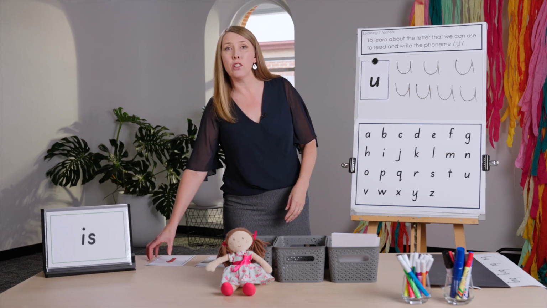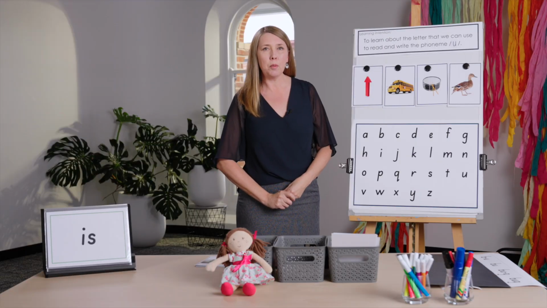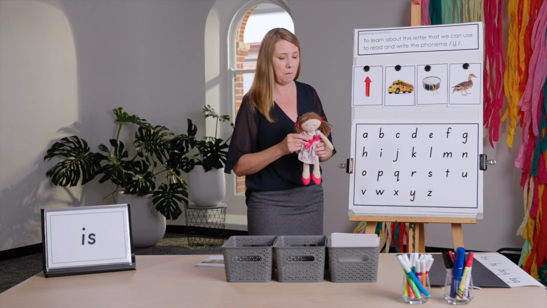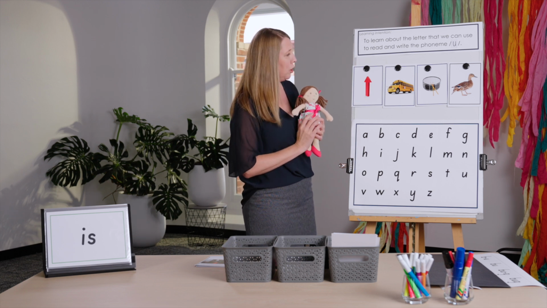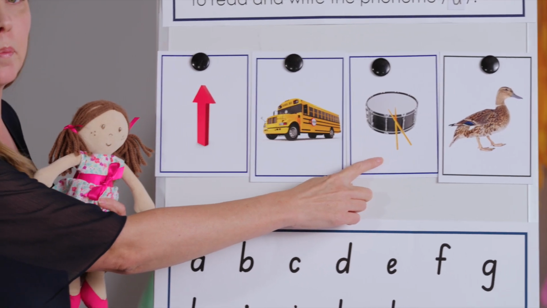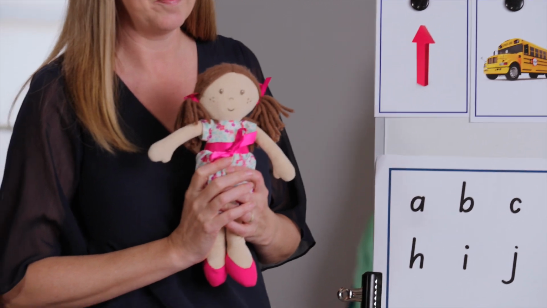I'm going to put some pictures on our board now, so it looks like I need to clean it off first. Before we have a look and see what our pictures are, I'm going to get Lucy to come and help us with this blending. I need to tell Lucy what the pictures are first though. We have up, bus, drum and duck. All of these words have /u/ in them.